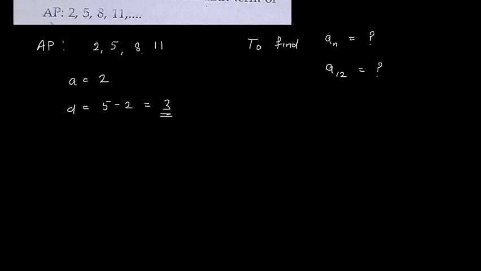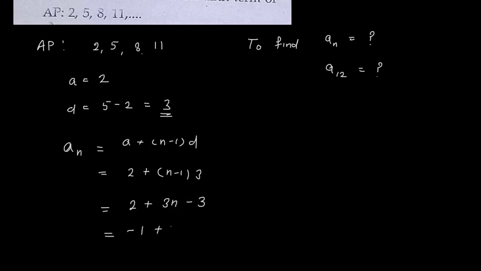So for an, you write the formula: an is equal to a plus (n minus 1)d, and the value of a you got is 2 and the value of d you got is 3. If you simplify, it is 2 plus 3n minus 3. So 2 minus 3 is minus 1, so it is minus 1 plus 3n, or you can simply say this is 3n minus 1. So you get the value of an as 3n minus 1.